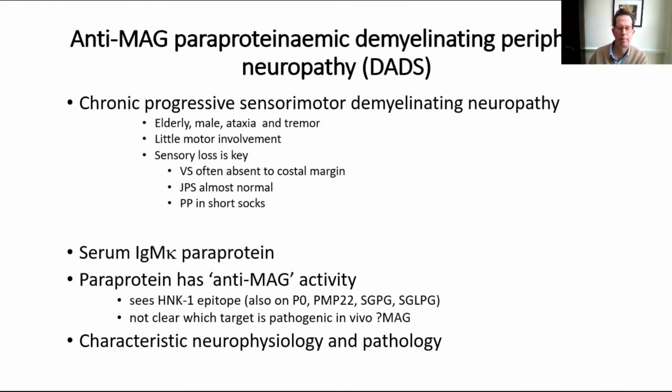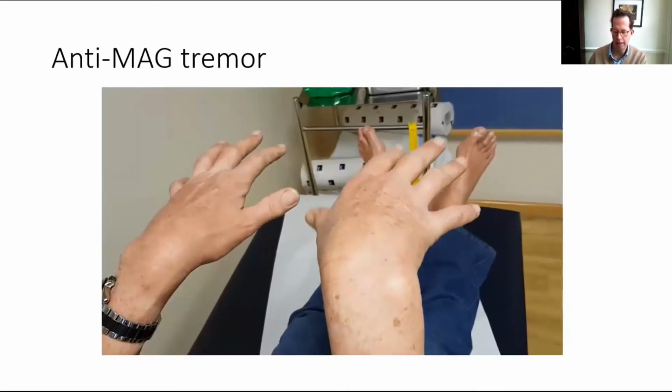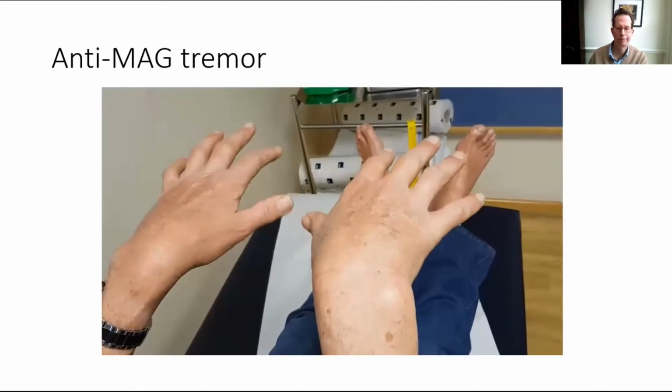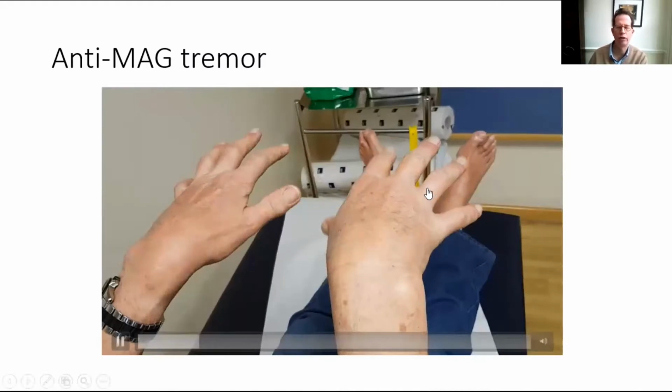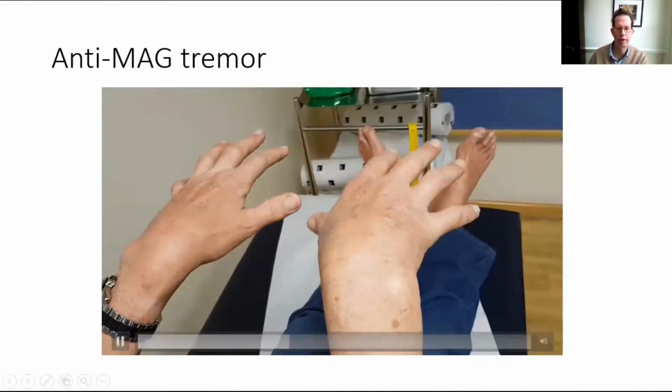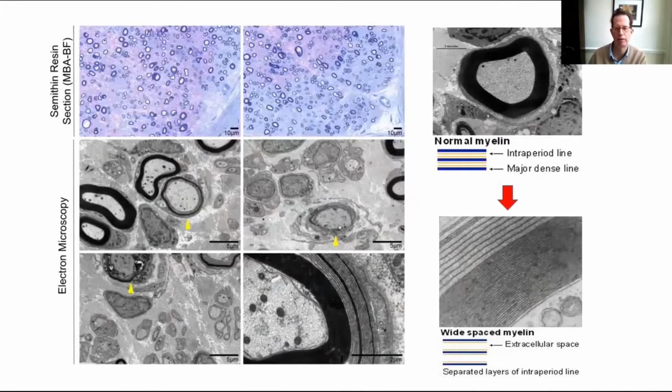There's always an IgM kappa paraprotein, very rarely is it lambda, and never is it another pure class. That paraprotein has activity against myelin-associated glycoprotein, or MAG, and it is felt that that's probably the actual target. There is characteristic neurophysiology and pathology, although frequently you don't get to that. Here is the very typical anti-MAG tremor, which, as you can see, is slightly jerky with multiple lateral components as well as up and down components. That's a very typical tremor of MAG neuropathy.